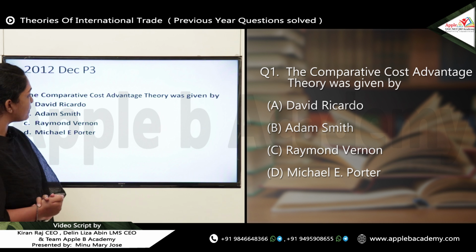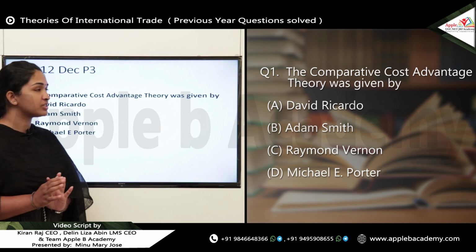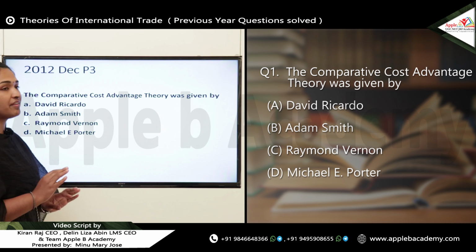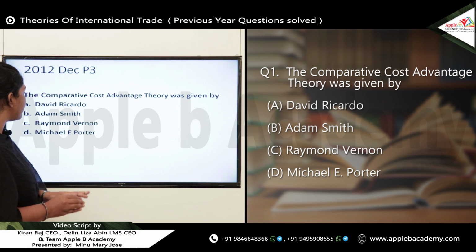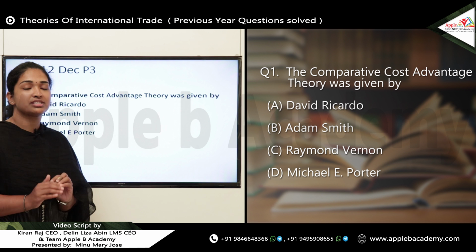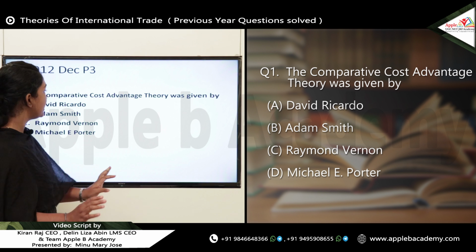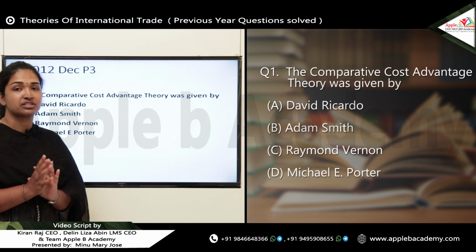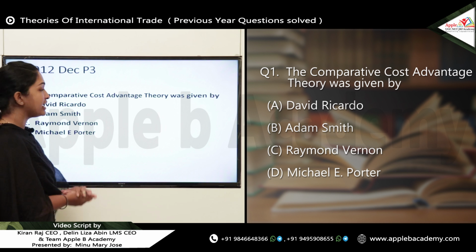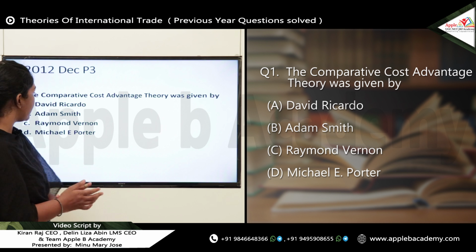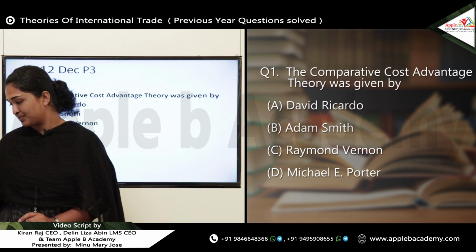The question is, the comparative cost advantage theory was given by: option A, David Ricardo; Adam Smith; Raymond Vernon; Michael E. Porter. So this is a direct question, and without any doubt we can say that the comparative cost advantage theory was given by David Ricardo. So the answer is option A, David Ricardo.